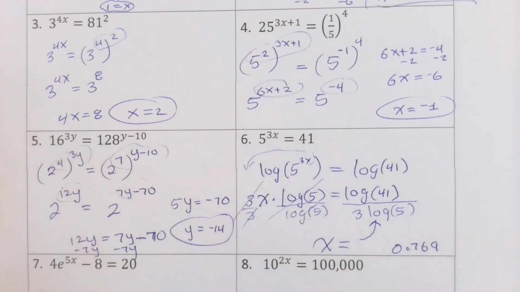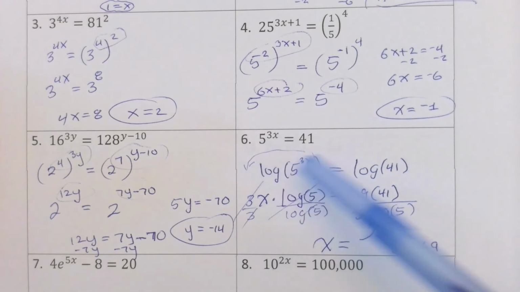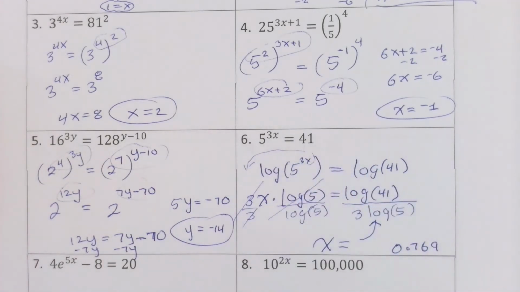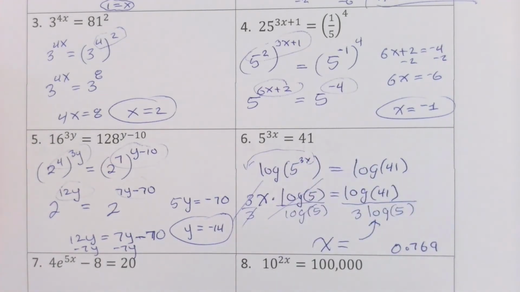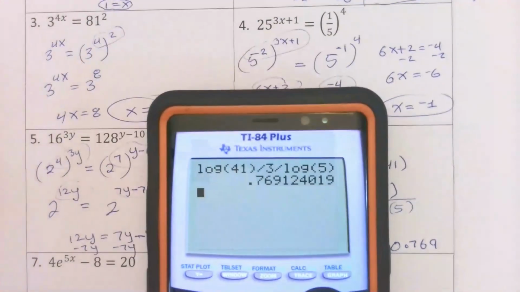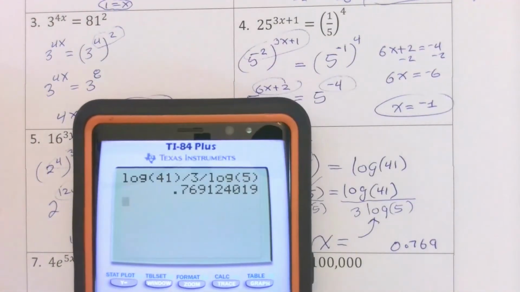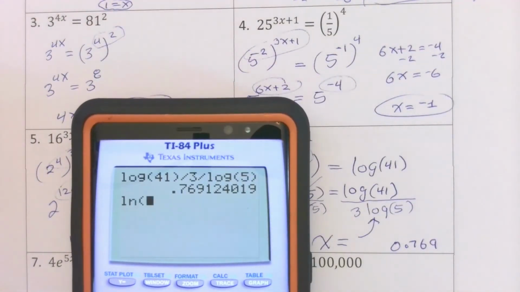By the way, it would have worked exactly the same had we used the natural log on both sides here. In fact, that's kind of neat to watch. So let's go redo this calculation using natural log. So it's natural log 41 divided by 3 divided by the natural log of 5. Same answer.